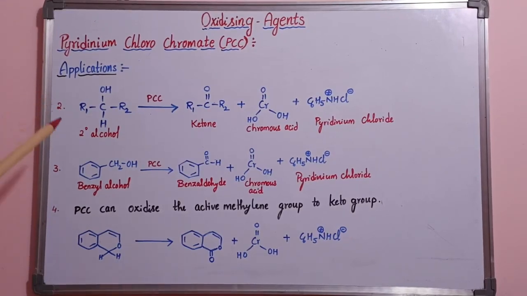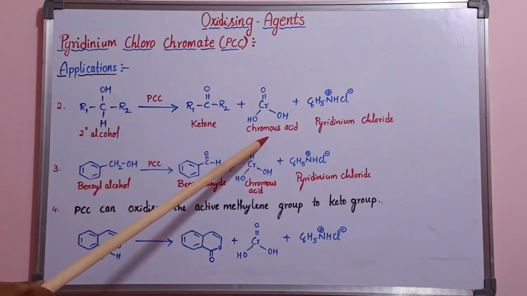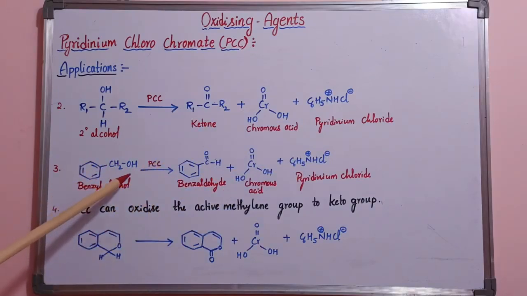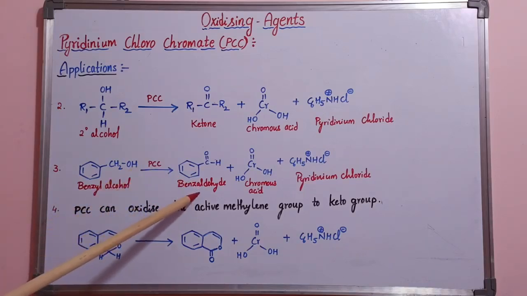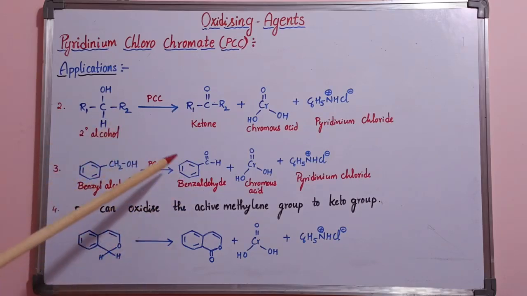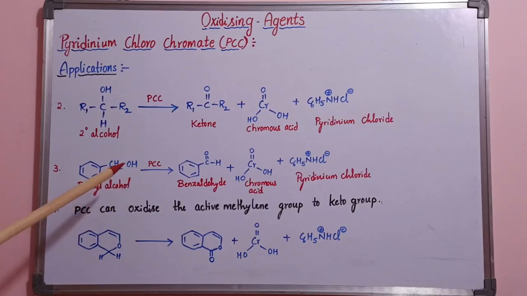So PCC can oxidize secondary alcohols to ketones. Along with this you can observe the byproducts chromous acid and pyridinium chloride. The same PCC reagent can oxidize benzyl alcohol to benzaldehyde. Here benzyl alcohol is one example of a primary alcohol. You can see that in place of R, I replaced a benzene group. So this benzyl alcohol is changing into benzaldehyde by the oxidation process of PCC.